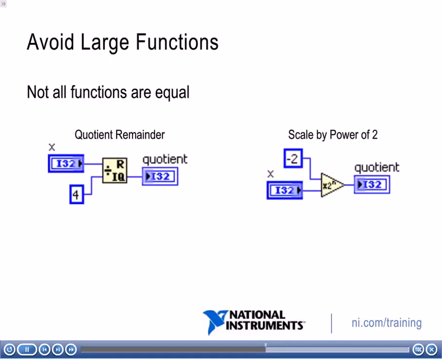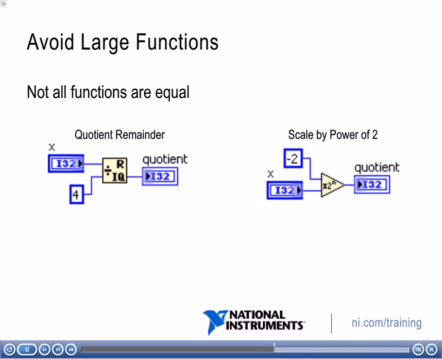So now we're going to talk about avoiding large functions. On the FPGA, not all functions are equal, meaning not all functions are going to take up the same amount of space. So for example, we can take a look at these two block diagrams, and they're both trying to do the same thing. They're both trying to divide by 4.